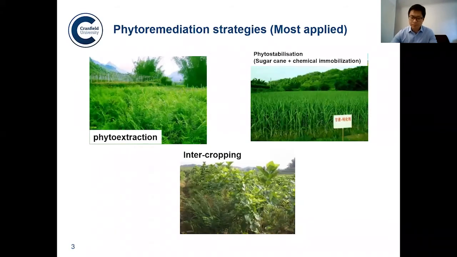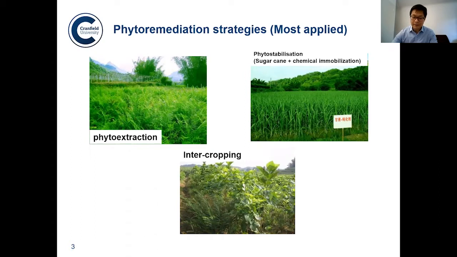The phytoremediation project is very popular in some part of China. A lot of projects I've been involved in the past are in collaboration with research groups in China. And this is because there are multiple reasons. Firstly, it is how the remediation project is funded. In China, most of the remediation is funded by the government.